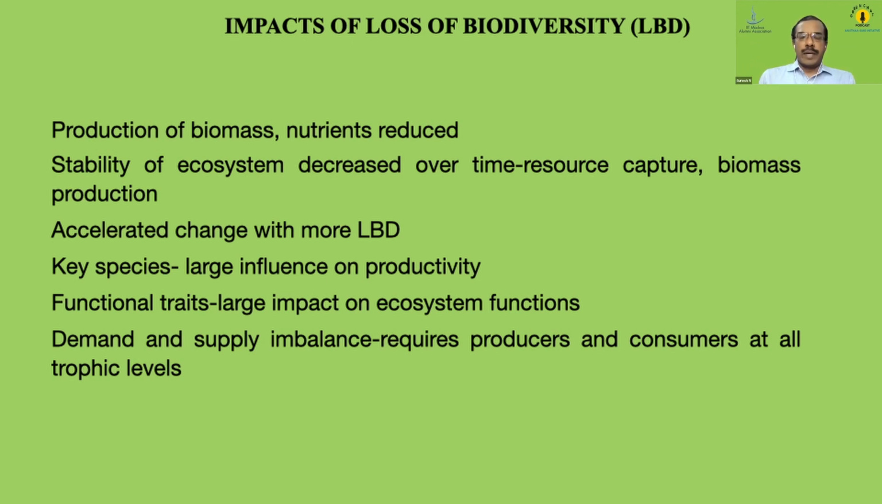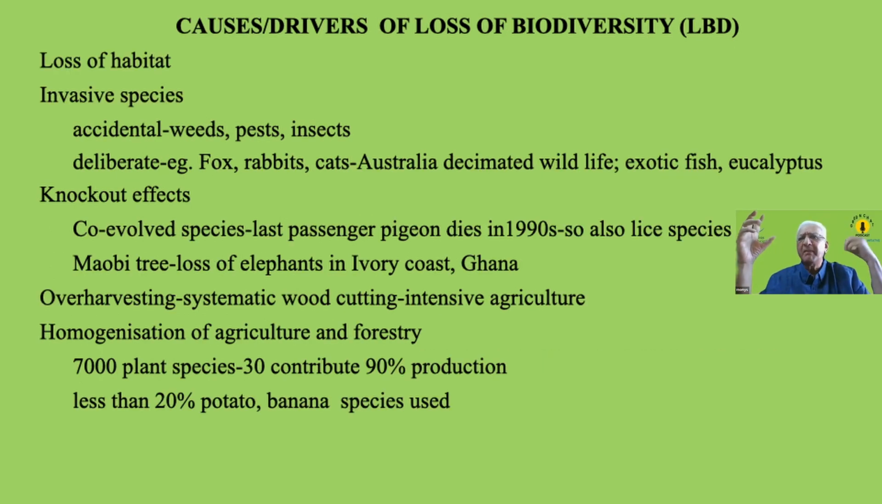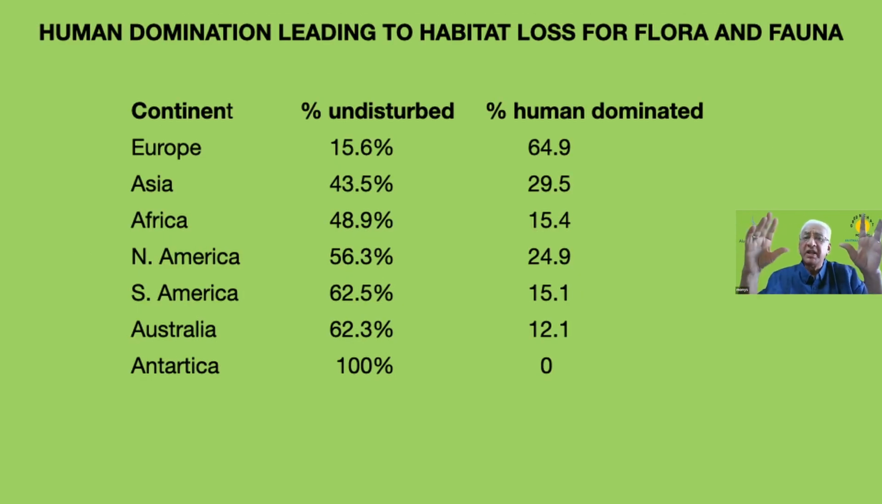So if we have to minimize the impact due to loss of biodiversity, what really are the main causes that we have to address? Oh, there are many causes. In fact, there are a lot of natural causes, but some of the major human-induced causes are, one, the loss of habitat. When I say loss of habitat, we are forcing the flora especially to move from one place to another.